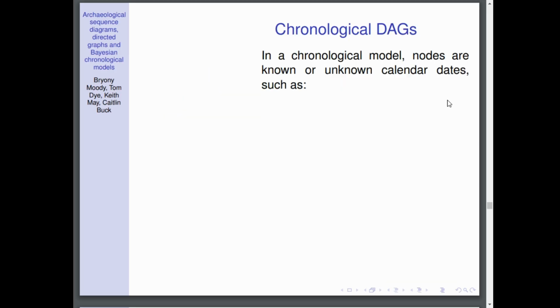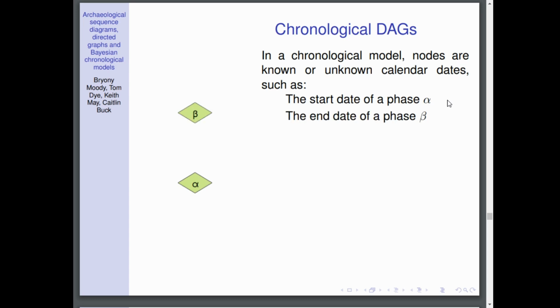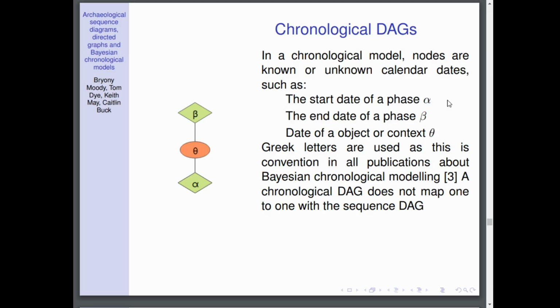It's a chronological DAG. So in a chronological model, the nodes now represent known or unknown calendar dates that we want to estimate. So an example of this is the start of a phase alpha, the end of a phase beta, and a date of an object or a context theta. So these Greek letters haven't just appeared out of nowhere. They are convention in all the publications about Bayesian chronological modelling, so I've used them for consistency, basically. And just to note that the chronological DAG does not map one-to-one with the sequence DAG, so we're including information and taking it away, as mentioned earlier.